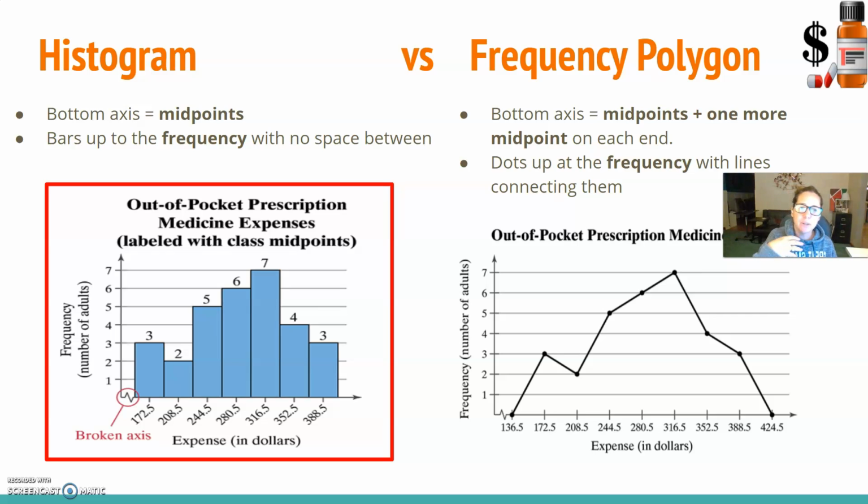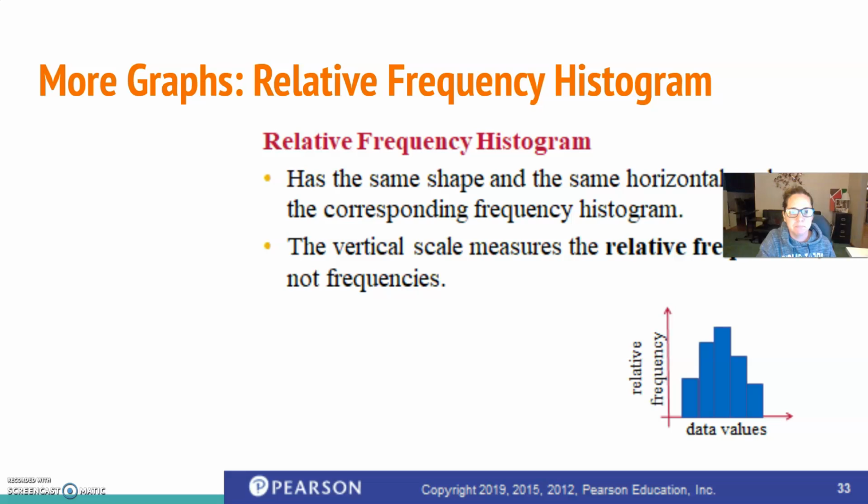And so basically a frequency polygon is almost the exact same as a histogram, except with lines instead of bars. So the next new graph is the relative frequency histogram. It's another histogram, but instead of using the regular frequency column in your chart, you use the relative frequency.